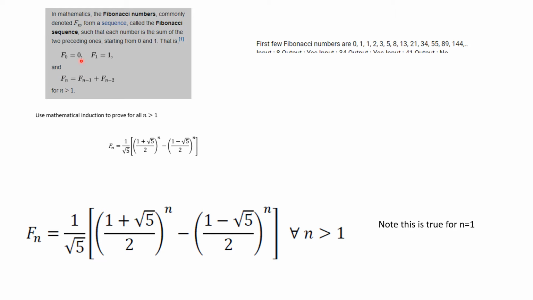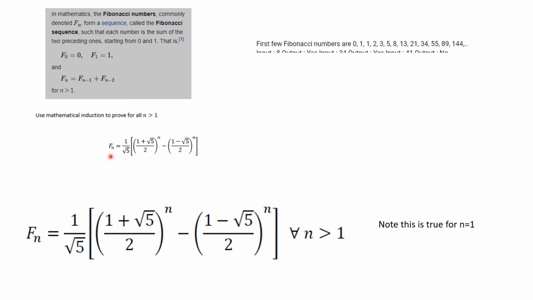Okay, so we start with f sub 0 equaling 0 and f sub 1 equaling 1. And from there on, I find the nth Fibonacci number by adding the two preceding numbers for all n greater than 1. Now I ask you to use math induction to prove for all n greater than 1 that this is a closed form for the Fibonacci numbers.